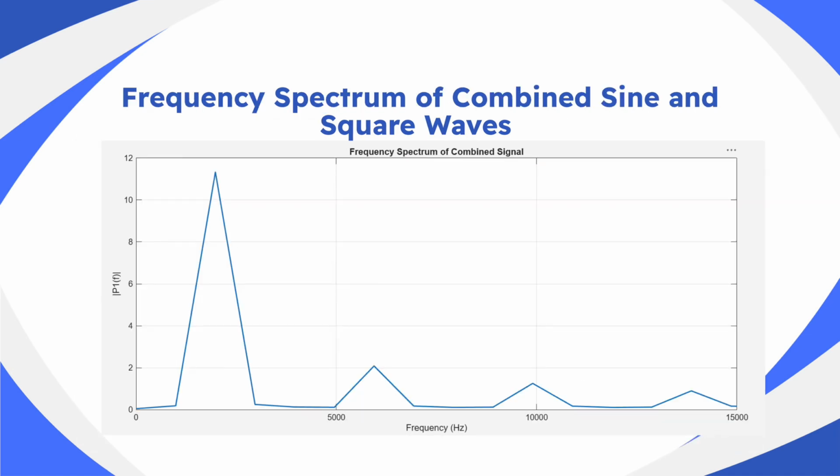Slide 9. Frequency spectrum of combined signal. This graph shows the FFT results of the combined signal. The largest peak remains at 2 kHz because both signals share the same fundamental frequency. However, additional peaks now appear at higher frequencies. These peaks are harmonic components introduced by the square wave. The harmonics occur at odd multiples of the fundamental frequency, such as 6 kHz, 10 kHz, and 14 kHz. This demonstrates how complex signals contain multiple frequency components.